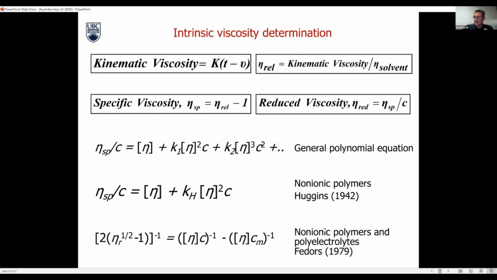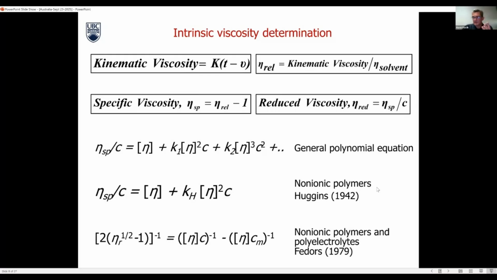So we found that the Fedors equation gave us this linearization of the data, but you need to plot a couple of pretty acrobatic quantities here. One is a reciprocal value of the term on the left, and then you have to plot this parameter as a function of reciprocal concentration. You get a straight line, and the slope of that line gives you the intrinsic viscosity.